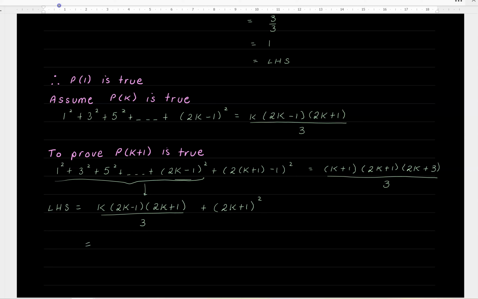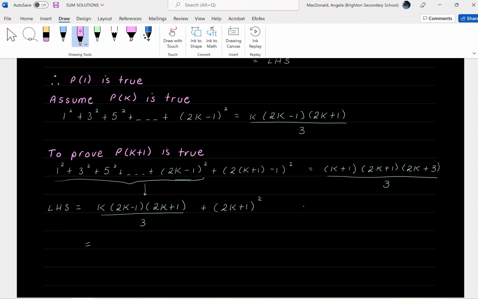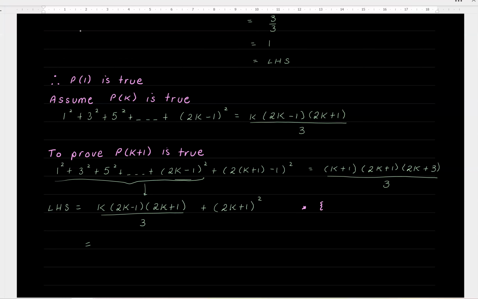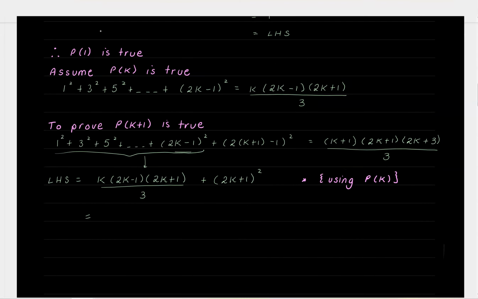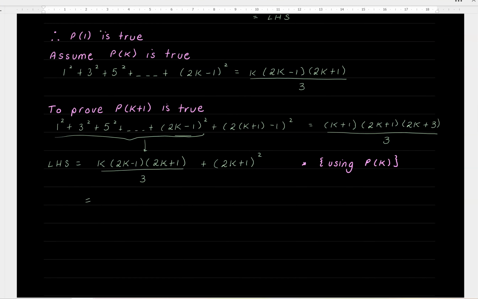And before we write our next line, we must always pop in here, we're doing this using PK. So whenever you substitute in PK, make sure that you pop in using PK. All right, so we want to make this whole line here look like our right-hand side. Always keep looking at what you're going towards. And we can see that we have a denominator of 3, which we don't have here. So let's make it become at least all over 3.